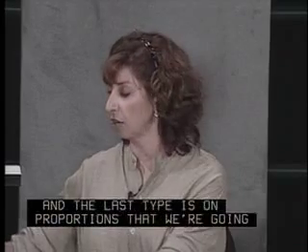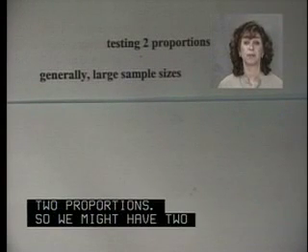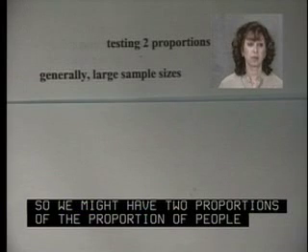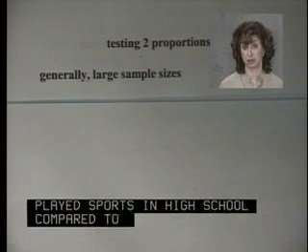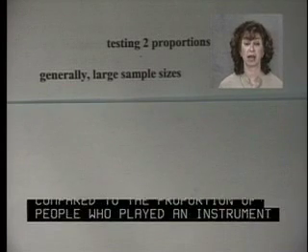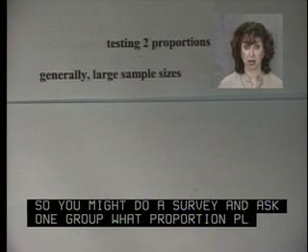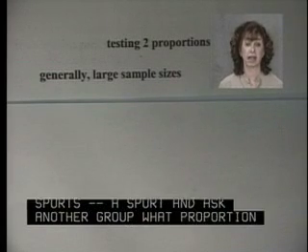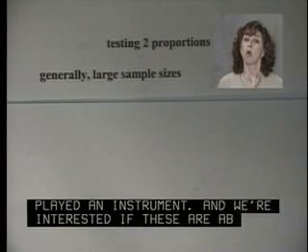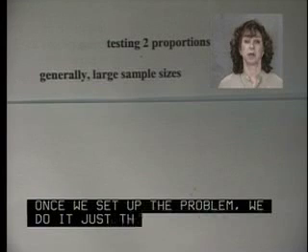And generally, we have large sample sizes, and we're comparing two proportions. So we might have the proportion of people who played sports in high school compared to the proportion of people who played an instrument in high school. So you might do a survey and ask one group what proportion played sports, and ask another group what proportion played an instrument, and we're interested in if these are about the same or are they different.